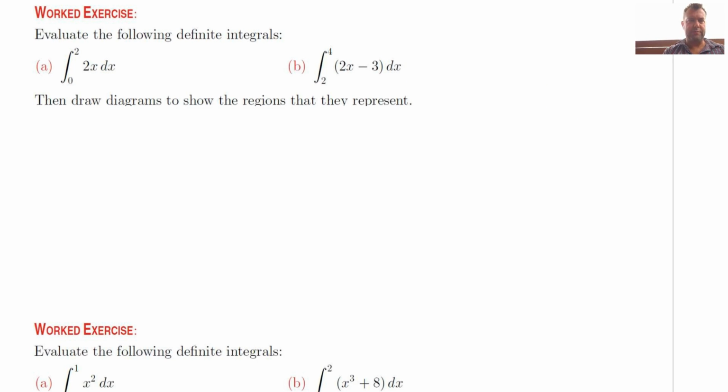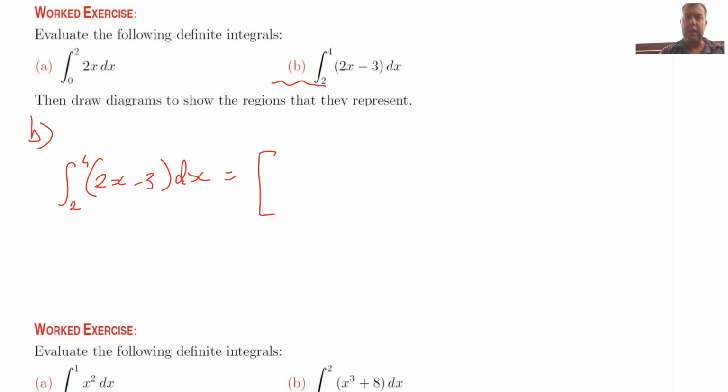I think I'm just going to do this one, to keep working on time. Let's have a look at this b. So the fundamental theorem tells us that I can find the area under this curve from 2 to 4 in this way. The integral from 2 to 4 of 2x minus 3 dx equals, now we use square brackets like this. Now we've got to find the antiderivative of 2x minus 3.